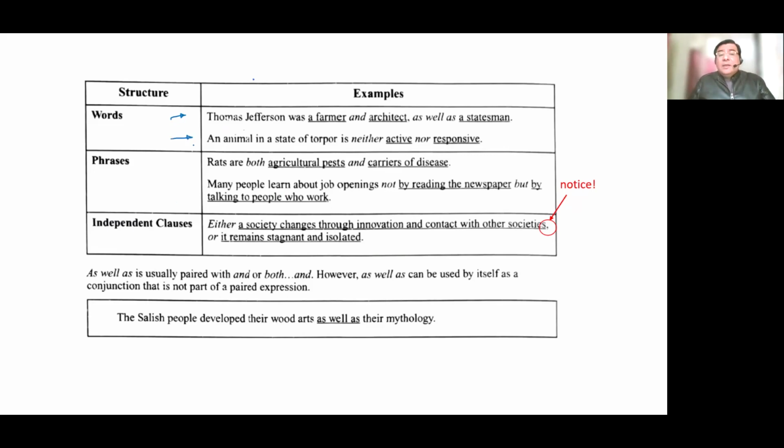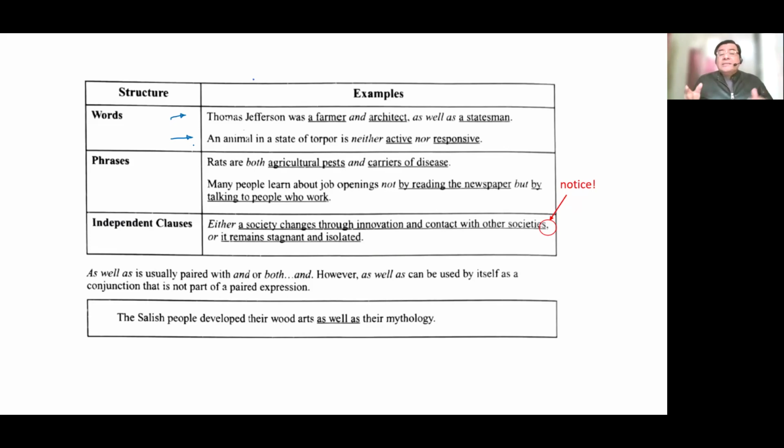Another example, an animal in a state of torpor is neither active nor responsive. Okay, we're putting together two adjectives that qualify or describe an animal, the subject of the sentence, by saying neither active nor responsive. That is, these are two qualities that are both being excluded or not applicable to the subject of the sentence. It's like saying an animal in a state of torpor is not active and it is not responsive.